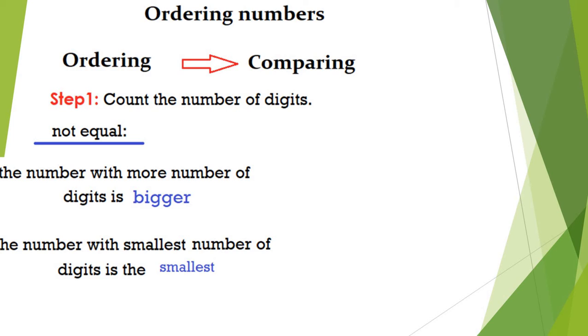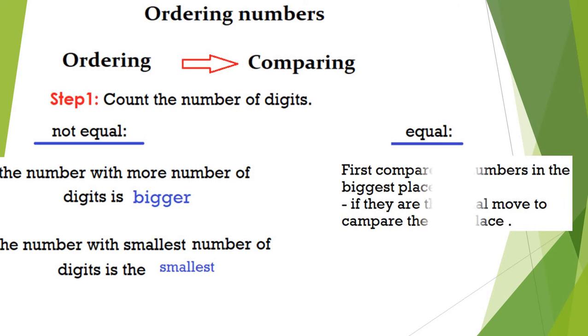But now, what if they are equal? If I count the number of digits, I could have a not equal number of digits or an equal number of digits. And we said that if they are not equal, the smallest number of digits will be the smallest, and the bigger number of digits will be the biggest. Perfect. If they are equal, now we have to do many things.